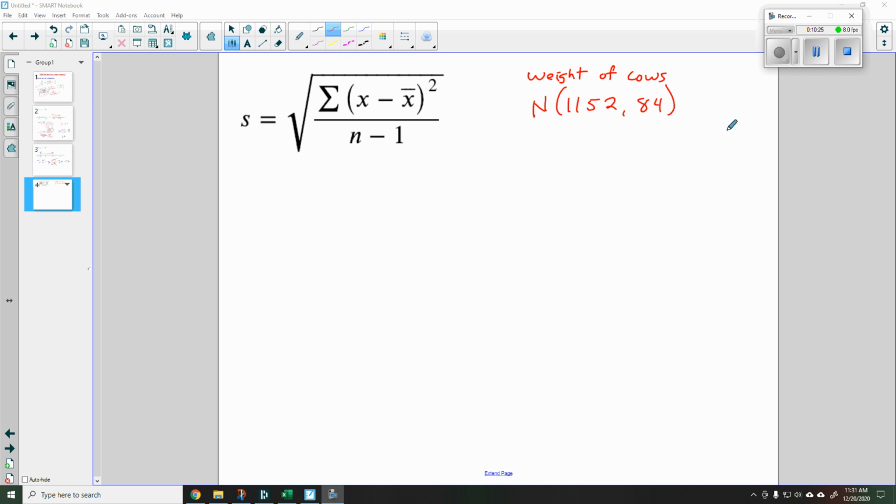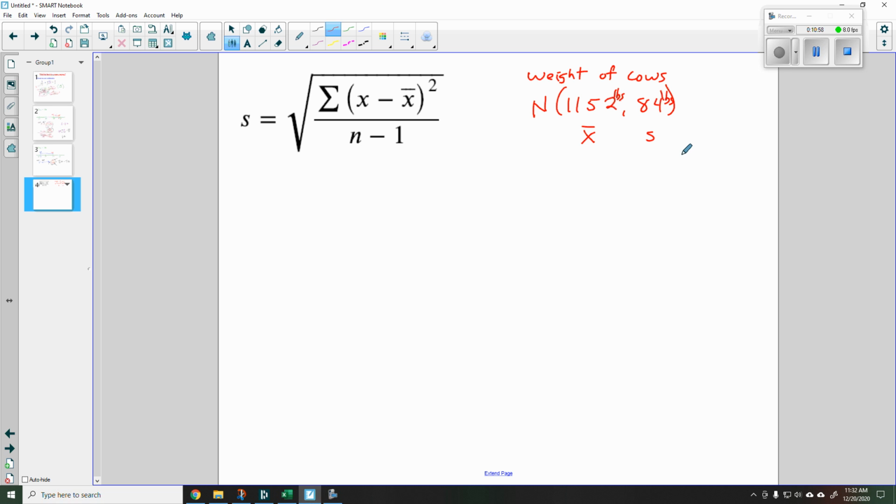So let's look at a standard deviation problem here. I'm going to use, let's say I have a herd of cows. And my herd of cows, the weight of the cows follows a normal model with a mean of 1152 pounds and a standard deviation of 84 pounds. So these are lbs, pounds. Never could figure out why they use lbs for that, but whatever.